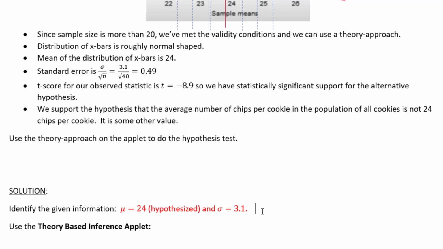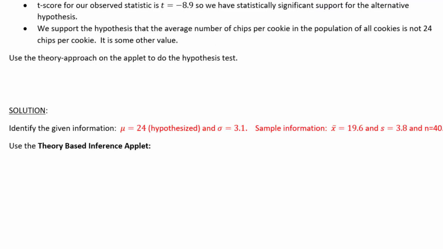The other given information in this problem was information about our sample. We sampled 40 cookies, so n is equal to 40, that's the sample size. Our sample mean, x bar, was 19.6, and our sample standard deviation, s, was 3.8. Make sure that you really clearly identify all those little pieces for yourself before you dive into the applet.